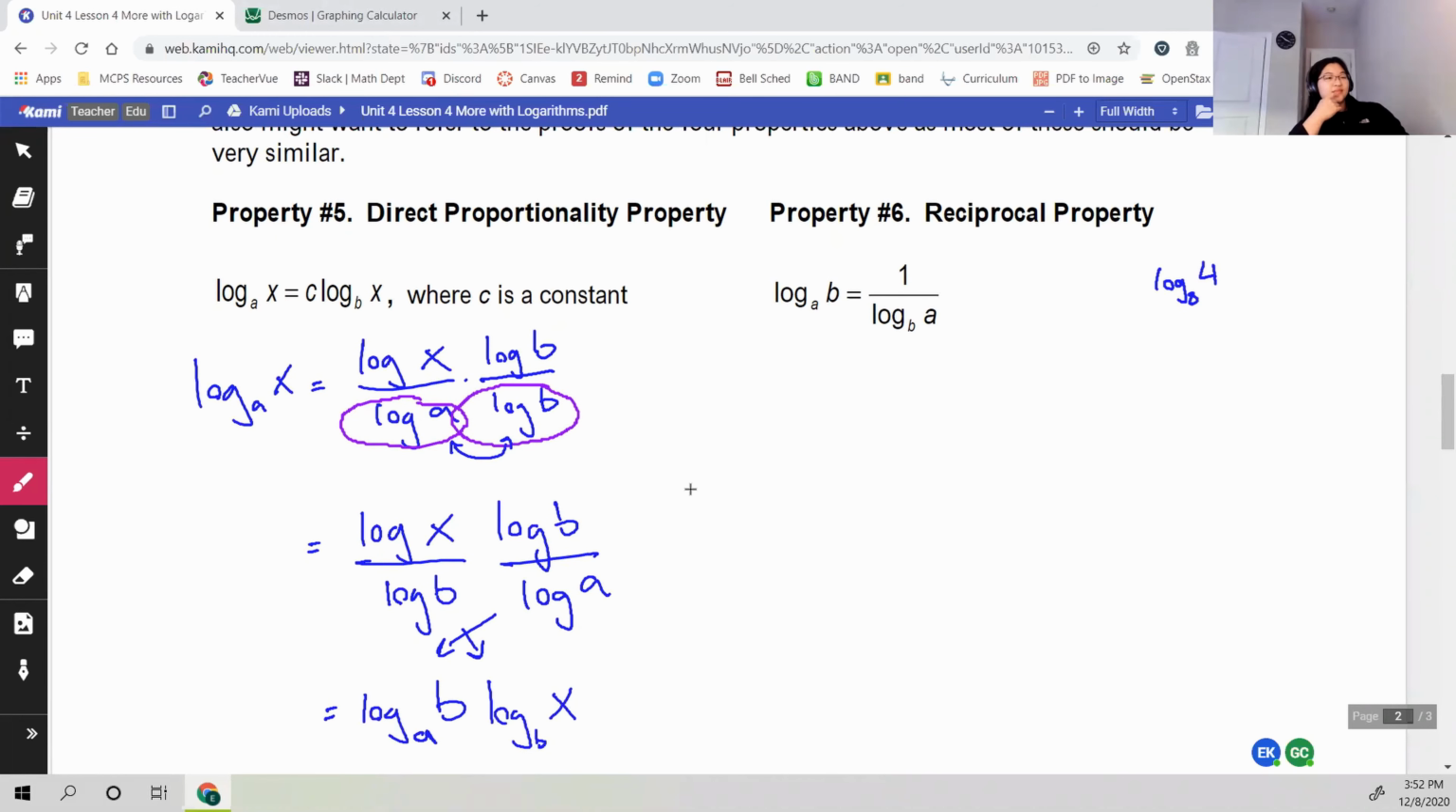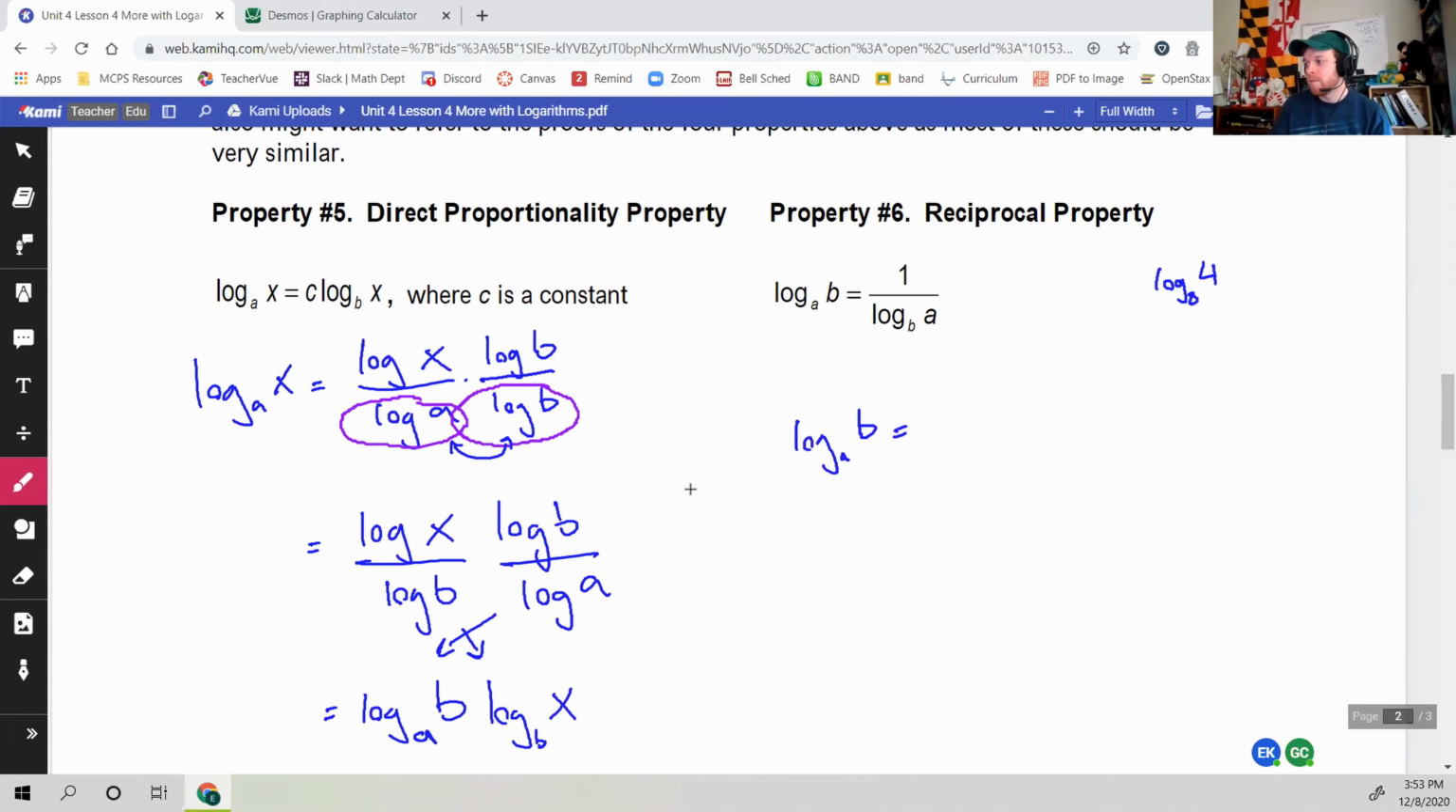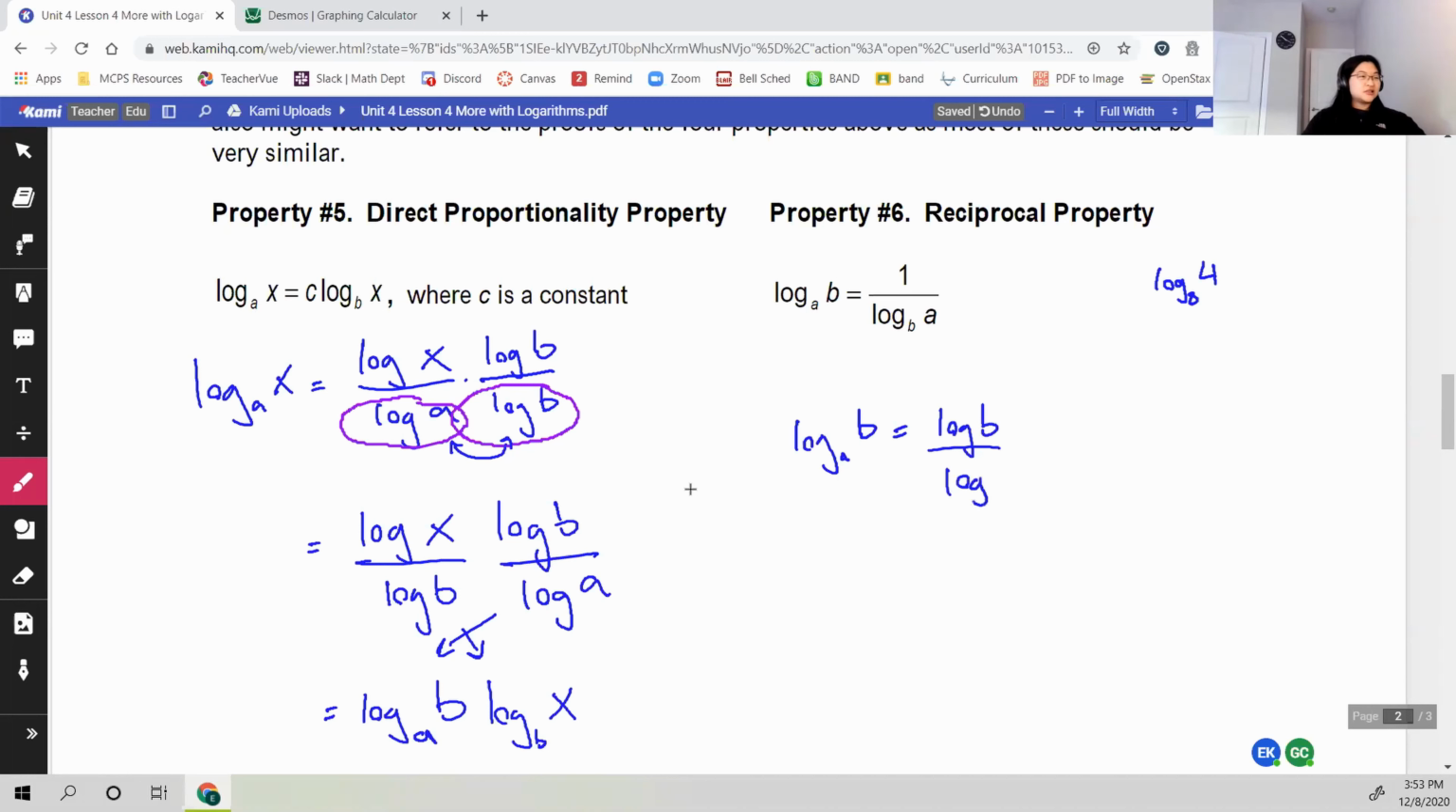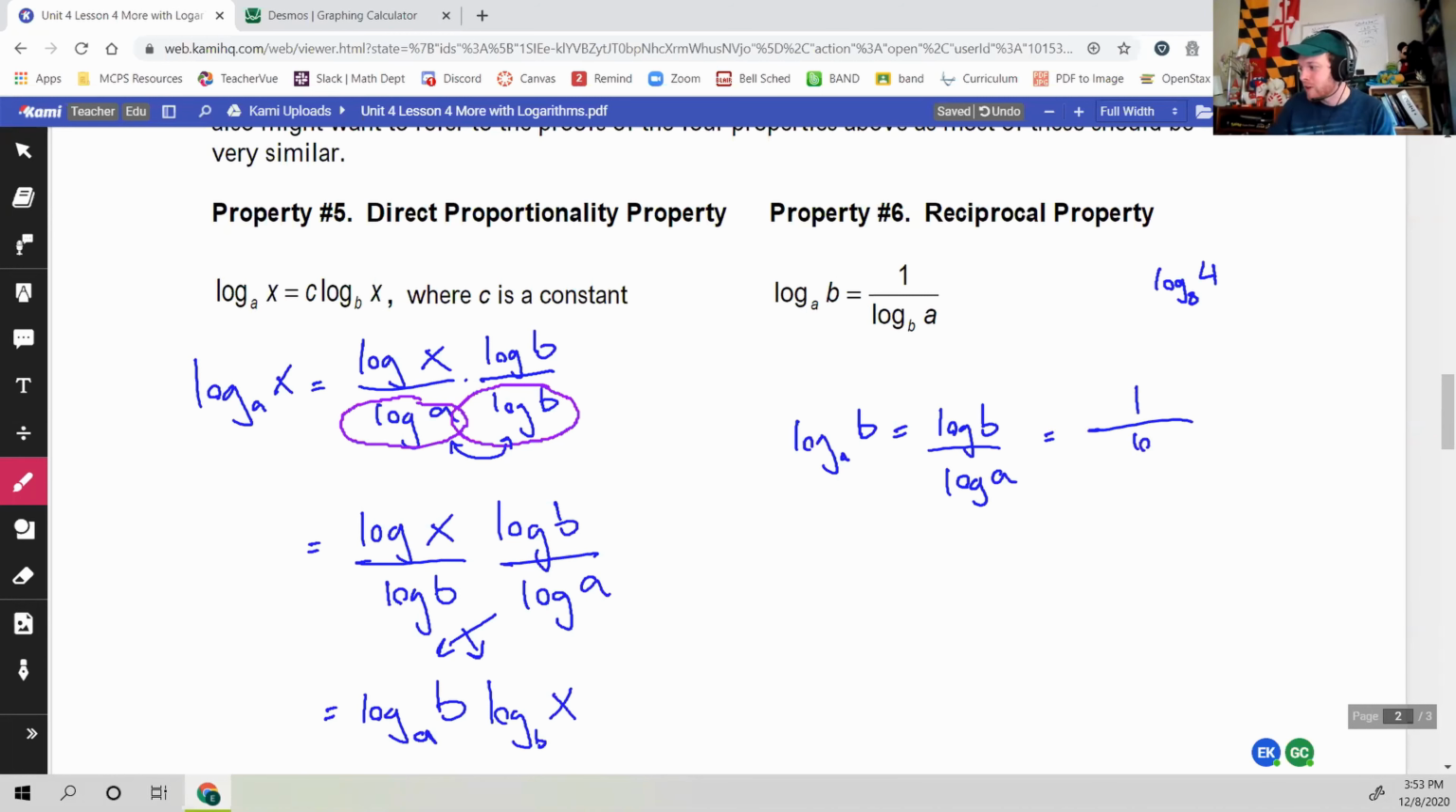Hmm. What are you feeling? Change of base. Feels like a change of base. All right, so let's see. Log base a of b. So that's log of b over log of a. Okay. You know what that means? Time to reciprocate. 1 over log a over log b, right?